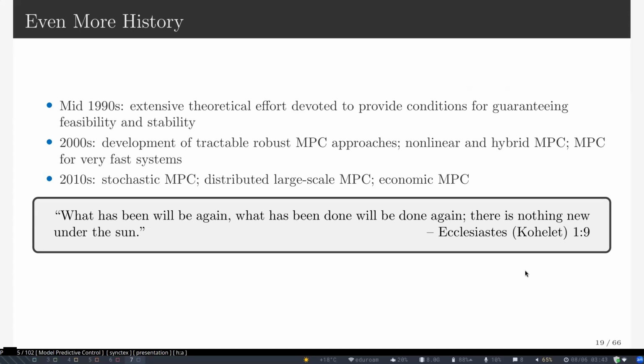And then in the mid-90s, we started realizing that it has properties. We talked about robust MPC in the noughties, and then in the teens, stochastic MPC, and then distributed versions of MPC and all sorts of things.